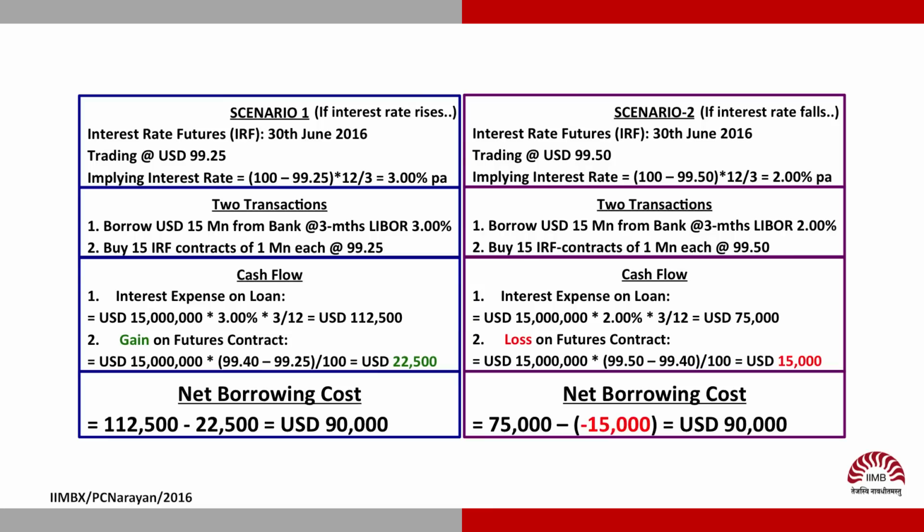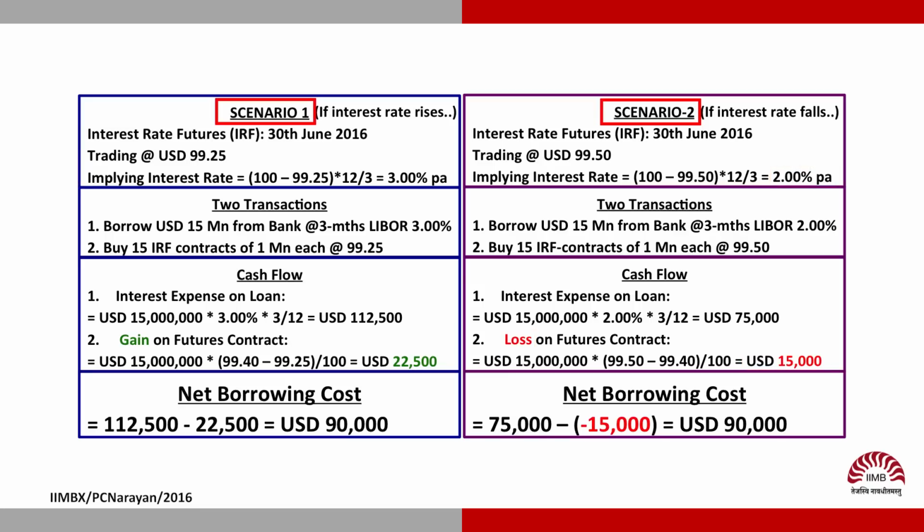As you can see from the above two scenarios, in the first case, an increase in interest rate between 8th April and 10th June from 2.4% per annum to 3% per annum results in an increase in the borrowing cost, which is offset by a gain when squaring the futures transactions on 10th June 2016. In the second scenario, a reduction in the borrowing cost due to fall in interest rates between 8th April and 10th June from 2.4% to 2% is offset by a loss on the futures transaction.